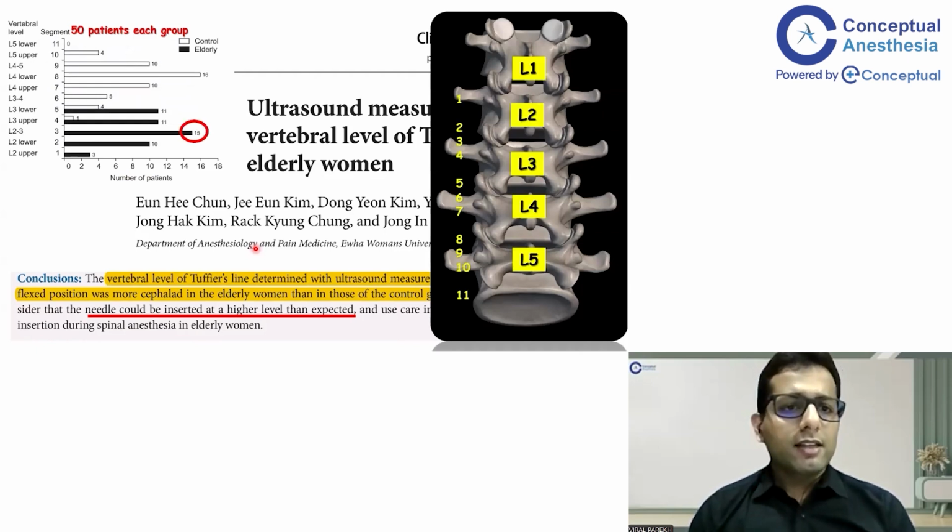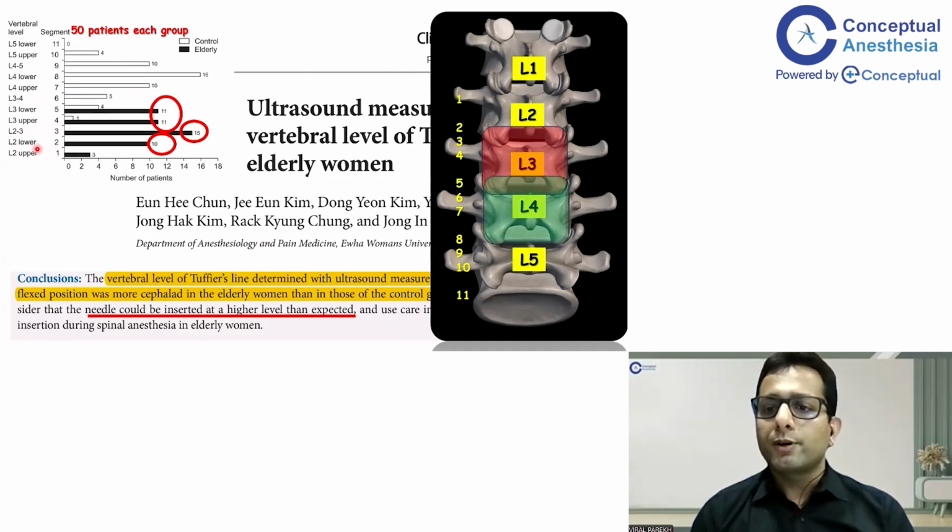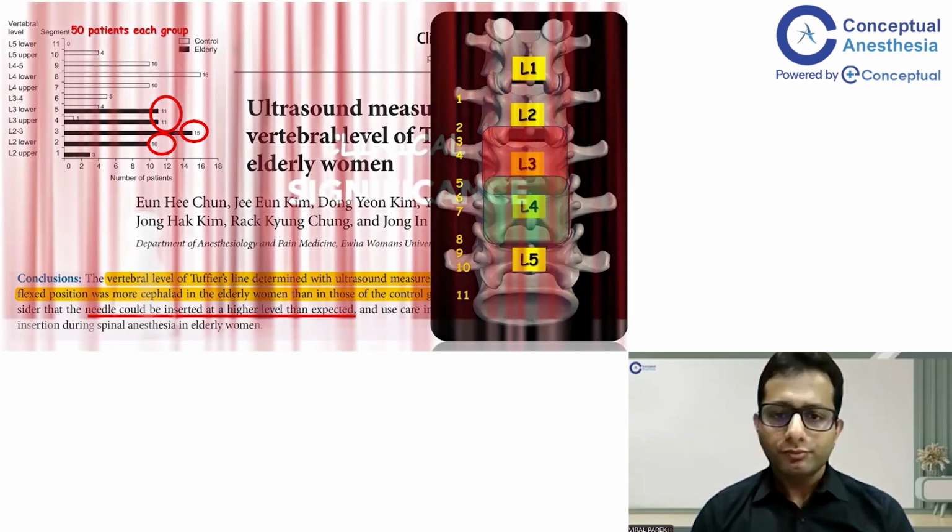As we can see, in most of the patients the Tuffier's line was at a higher level, like at the level of the lower L3 vertebral body, or at the level of L2-L3, or at the level of the upper or lower L2 vertebral body. This was the red zone corresponding to the normal Tuffier's line.